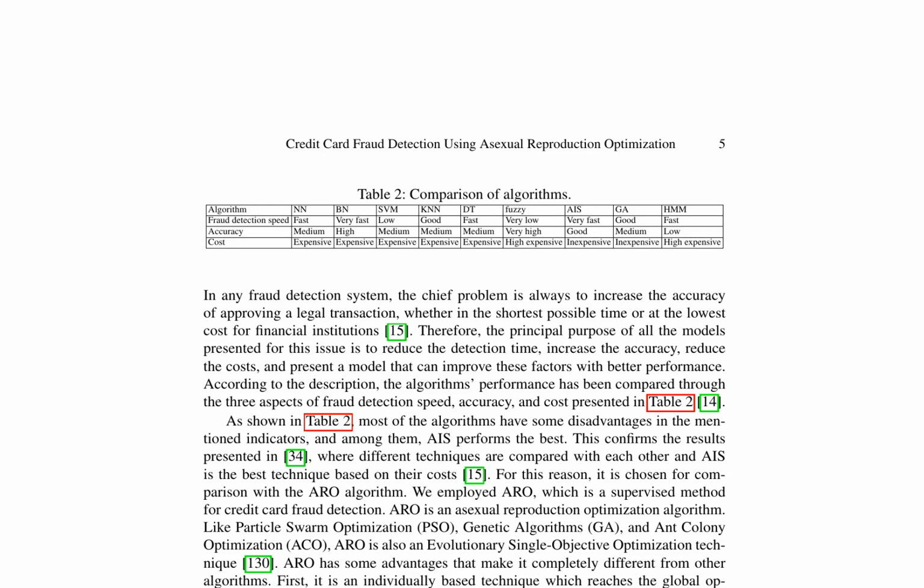Credit card fraud detection is a critical issue in financial institutions, with the primary goal of increasing accuracy, reducing detection time, and lowering costs. A comparison of various algorithms, including neural networks, NN, Bayesian networks, BN, support vector machines, SVM, K-nearest neighbors, KNN, decision trees, DT, fuzzy logic, artificial immune system, ICE, genetic algorithms, GA, and hidden Markov models, HMM, reveals that ICE performs the best overall.